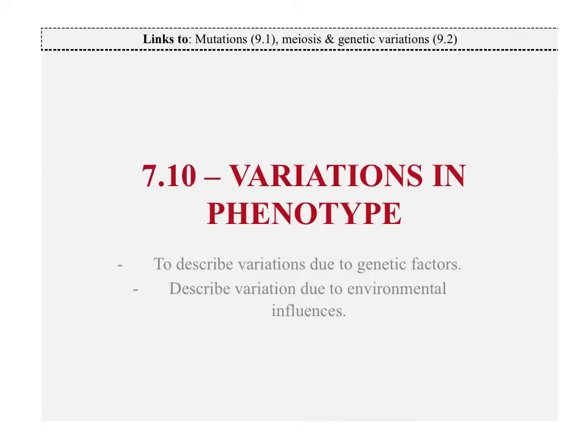So as you can see, we're looking at variations in phenotype today. You could have guessed that from the starter. So we're going to be looking at why there are differences between individuals of the same species and how that can also be caused by environmental factors. As you can see at the top, it links very heavily to the end of module 4. So mutations, meiosis and genetic variations. And hopefully this will be a nice quick lesson. As you can see, it's only 16 slides long. Little bit of me doing stuff, little bit of you doing stuff, but jobs are good and should be over and done within about maybe half an hour all in.